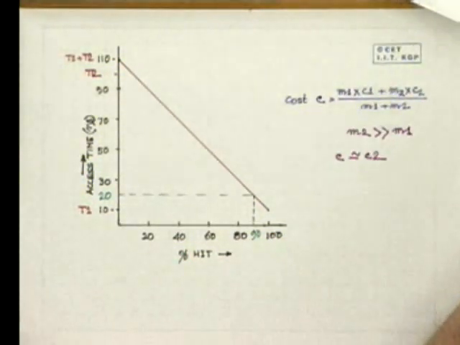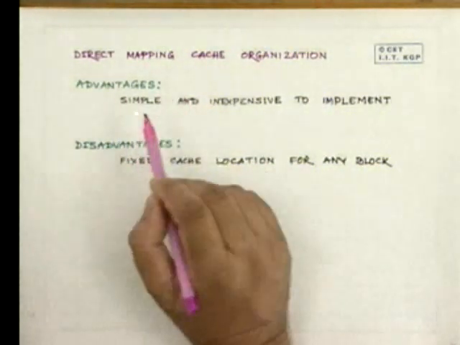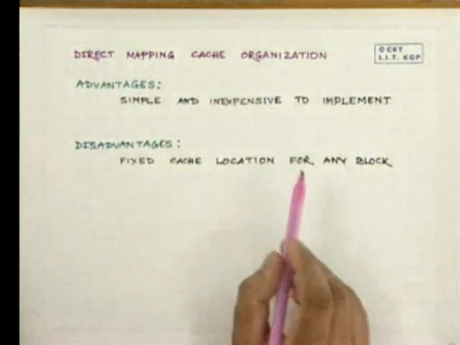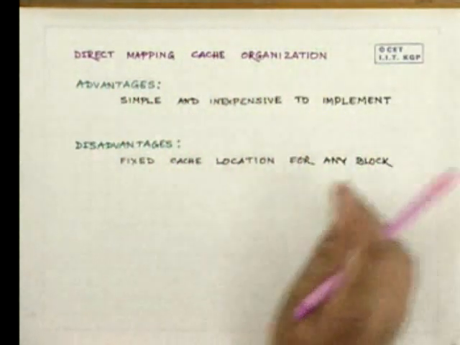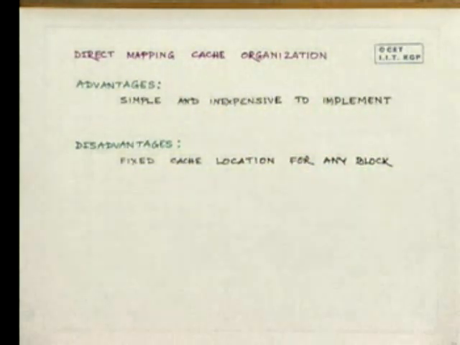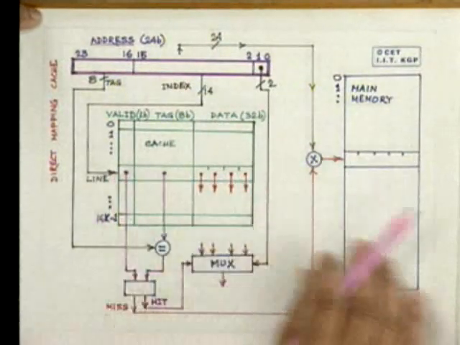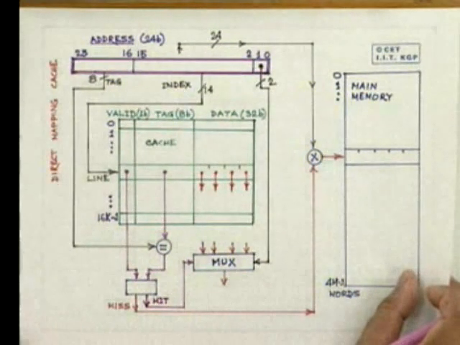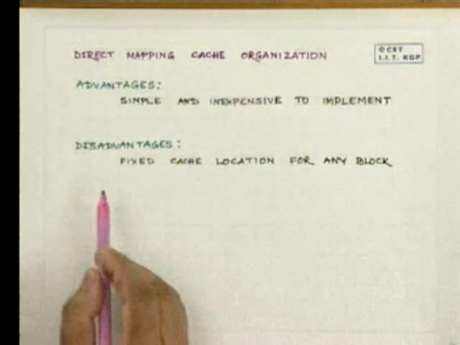Now let us see the advantages and disadvantages of this direct mapping. The advantage of the direct mapping cache organization is that it is simple and inexpensive to implement. Since the mapping is very simple, and naturally this mapping has to be done essentially by means of hardware for the fastness. Since it's simple, therefore it is inexpensive. Okay, but there is a disadvantage.